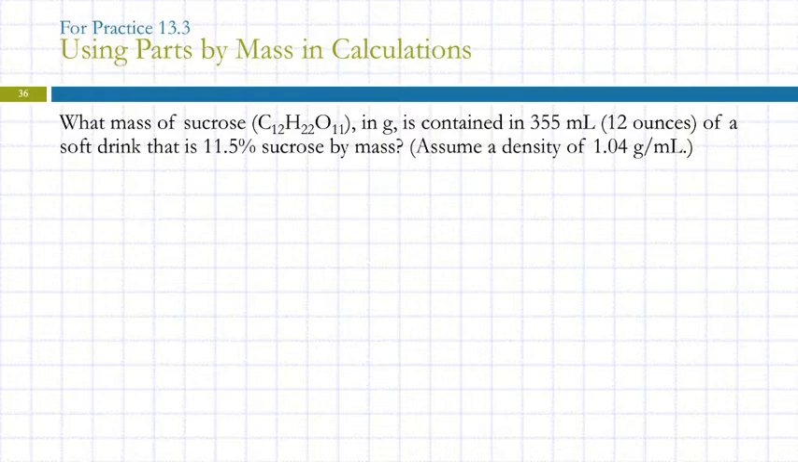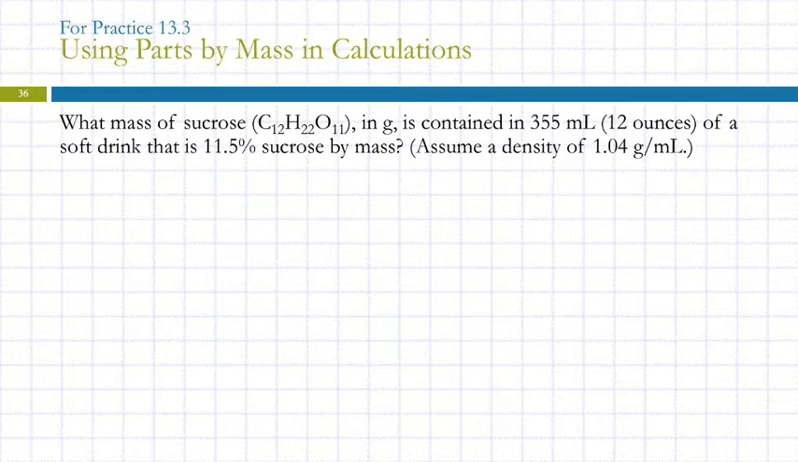Okay, so let's do some practice problems. What mass of sucrose in grams is contained in 355 milliliters of a soft drink that is 11.5% sucrose by mass? Assume a density of 1.04 grams per milliliter. These problems are dimensional analysis problems, and they also involve some critical thinking, some problem solving. So if you're not sure what to do, a good place to start is by writing the numbers down with their units and just seeing what you've got.